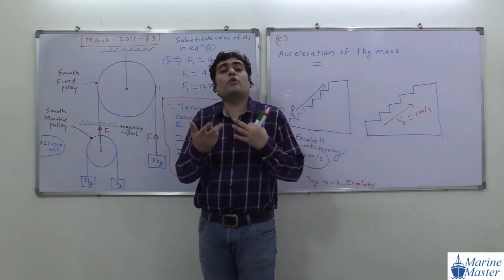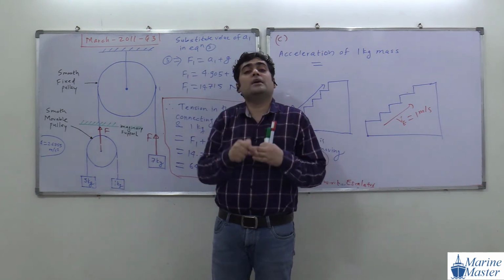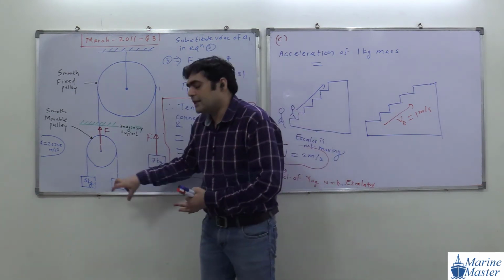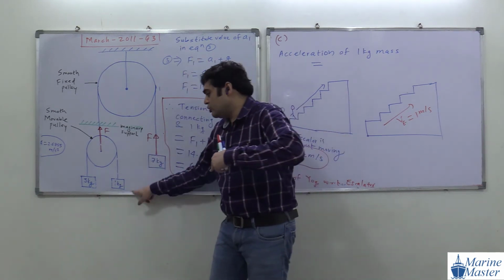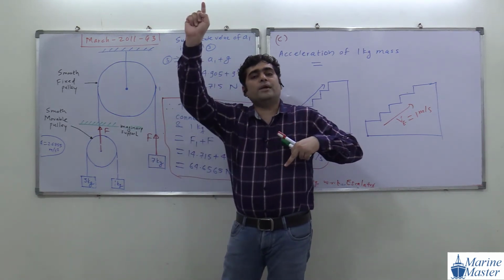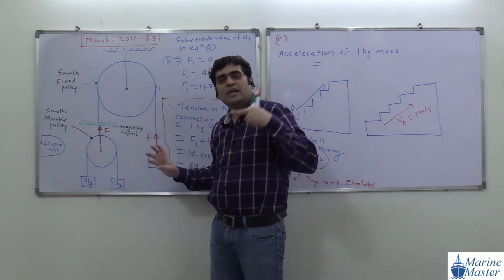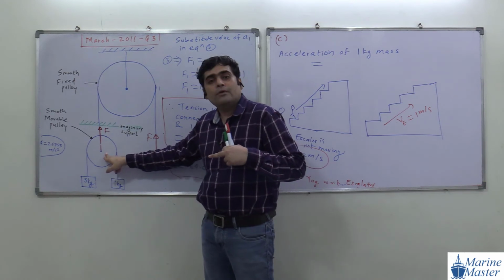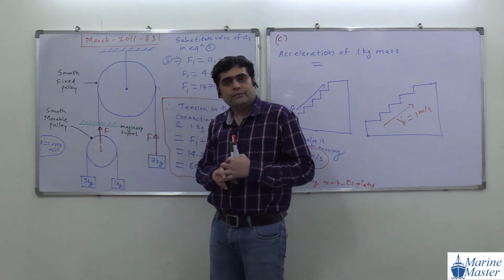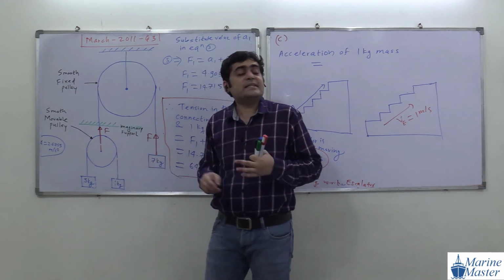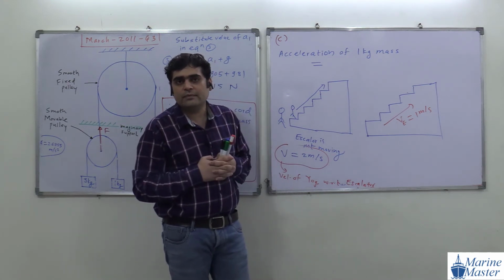But actually what is happening? This movable pulley is moving with an acceleration of A. So what will be the total acceleration of the 1 kg mass then? The movable pulley is also moving upward, and with respect to the movable pulley, the 1 kg mass is also moving upward. So what will be the total acceleration of the 1 kg mass?